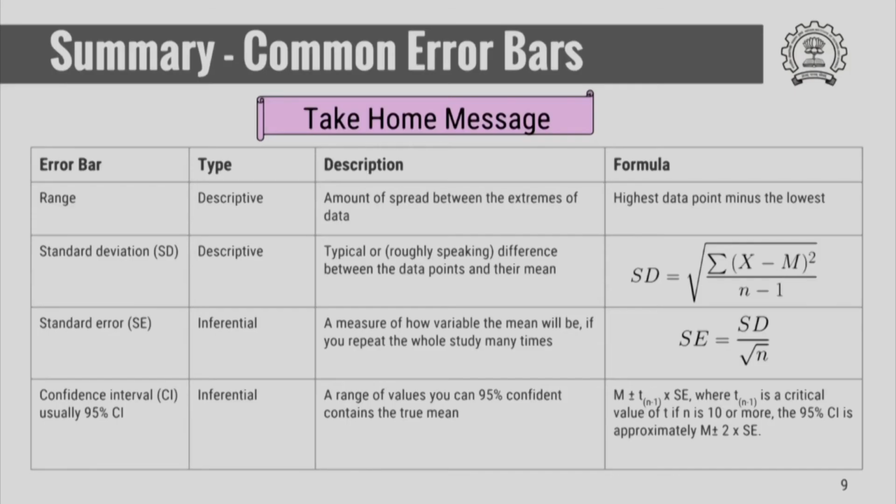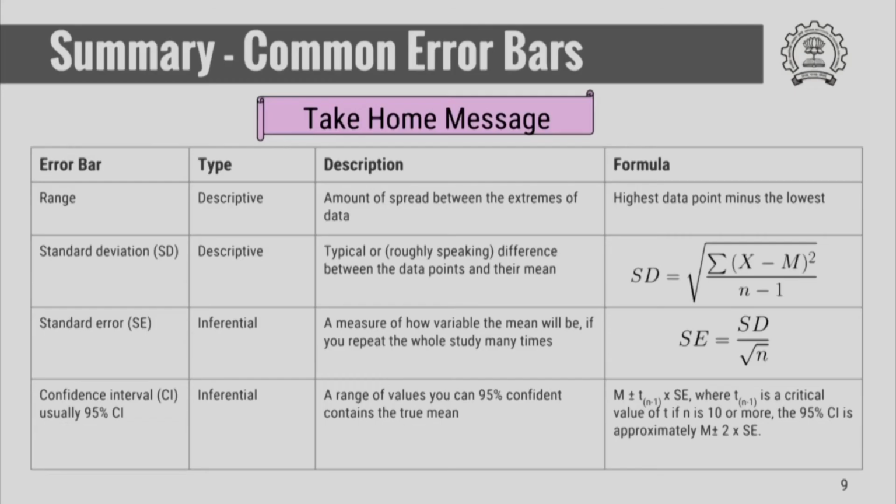This is the summary of the lecture on error bars. The take home messages are the following: error bars can be of two types. They can be descriptive error bars or inferential error bars. The range and the standard deviation are called descriptive error bars because they give you an idea about the spread of the data, and standard error and confidence interval are called inferential error bars because they help you to draw conclusions from the data.